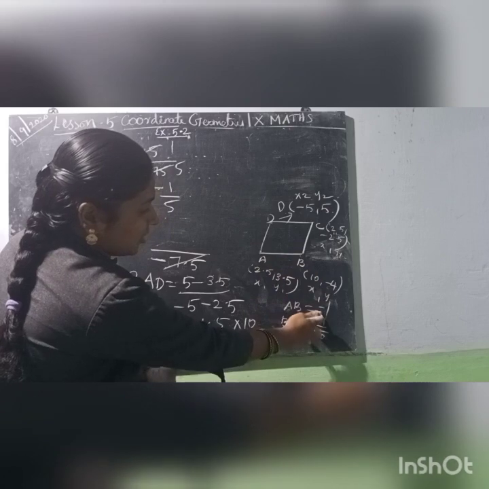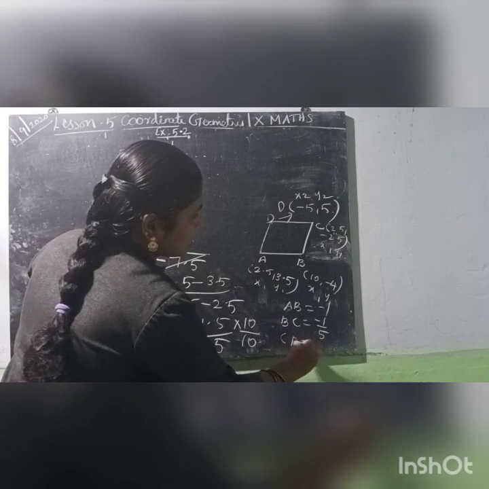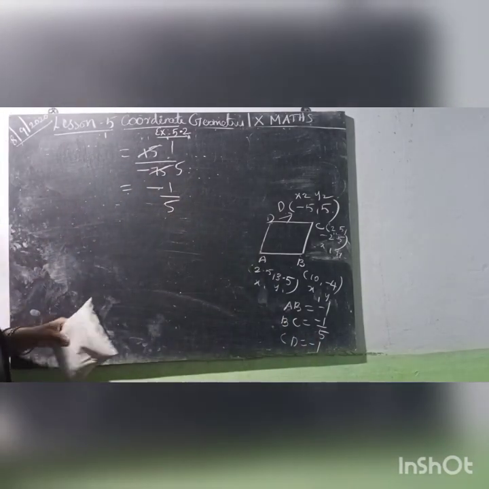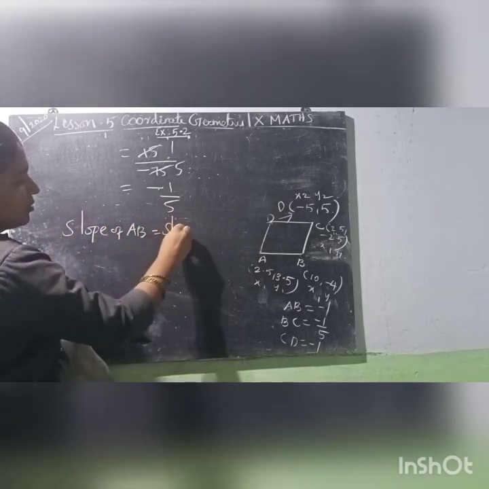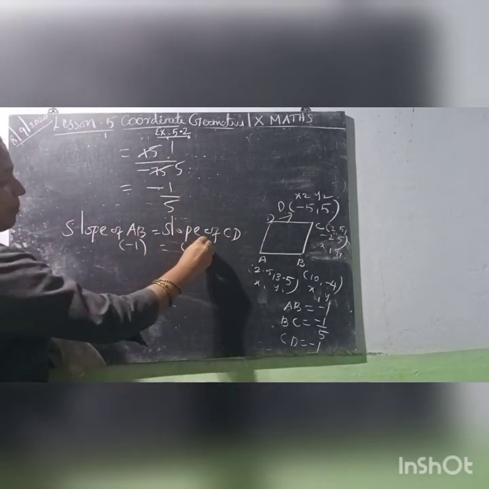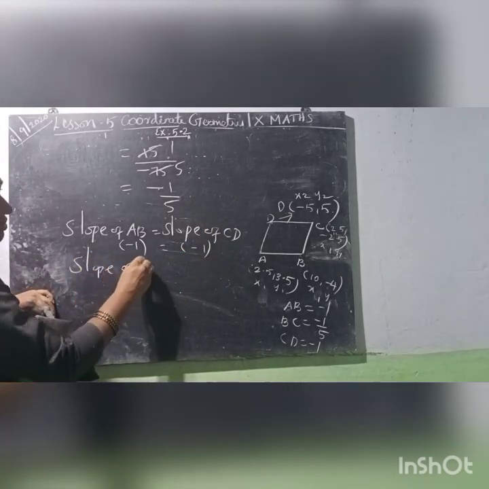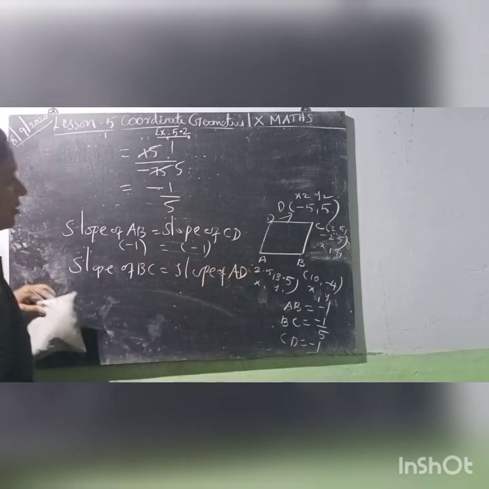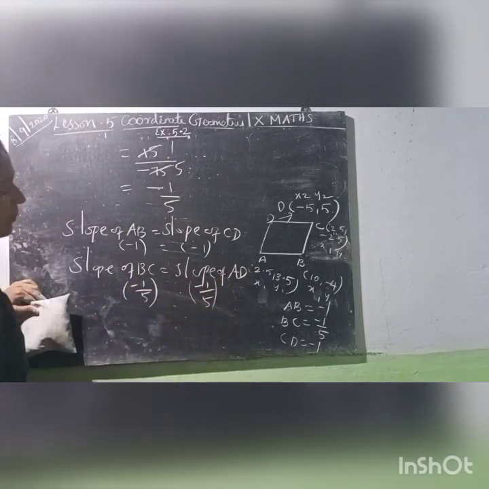Now AB slope we got minus 1. BC slope minus 1 by 5. And CD slope also we got minus 1. Now AD slope is minus 1 by 5. So finally we can conclude slope of AB equals slope of CD, because both values are minus 1. And then slope of BC equals slope of AD, because both values are minus 1 by 5.